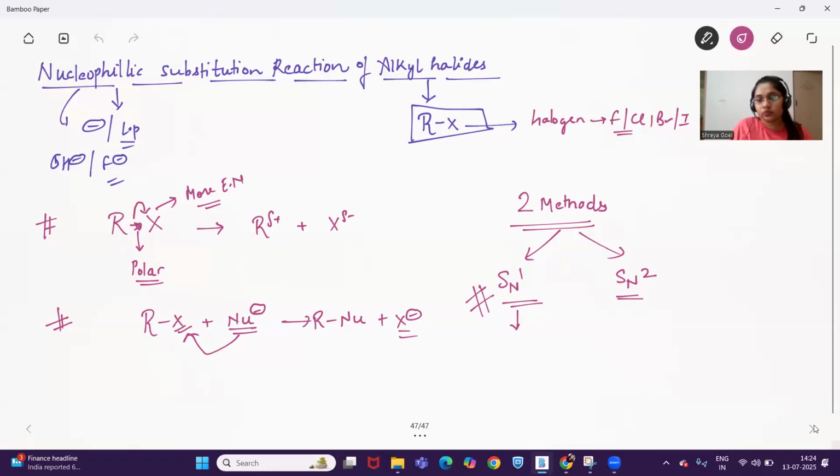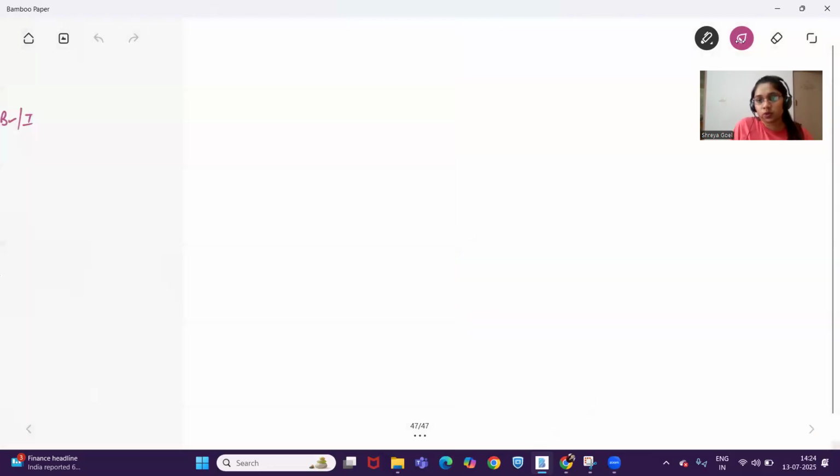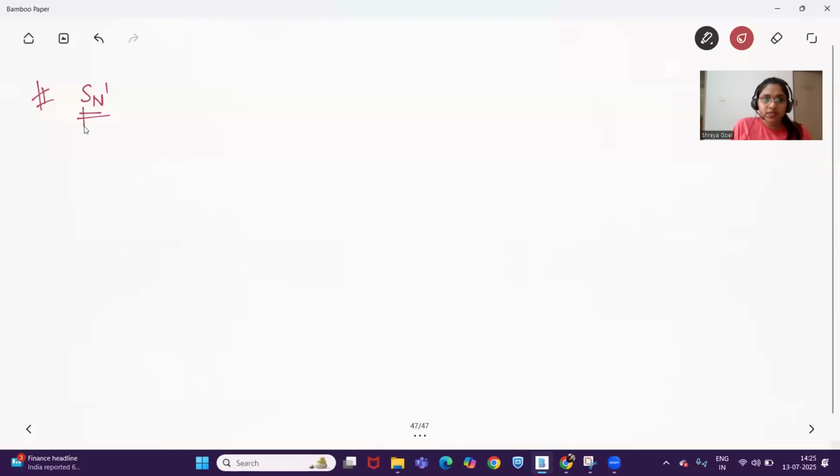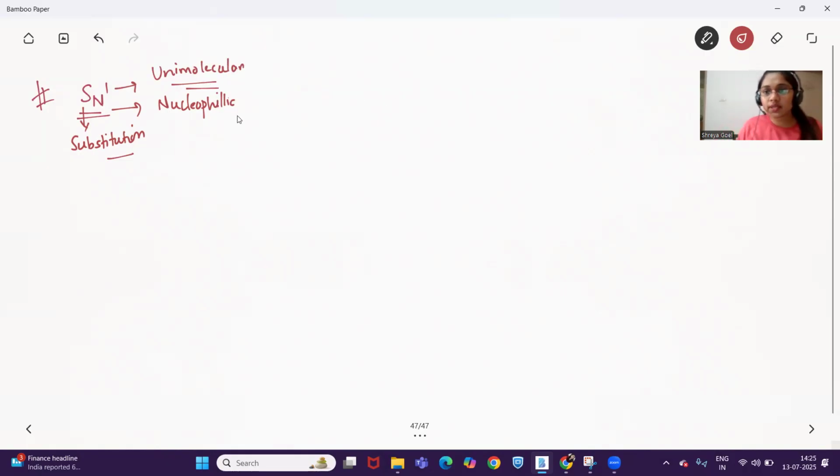Now we will move forward to the SN1 reaction. So what does the SN1 mechanism mean here? S means substitution, of course. N means nucleophilic and 1 means unimolecular. So what is unimolecular? We will study it. So what happens in the SN1 reaction?